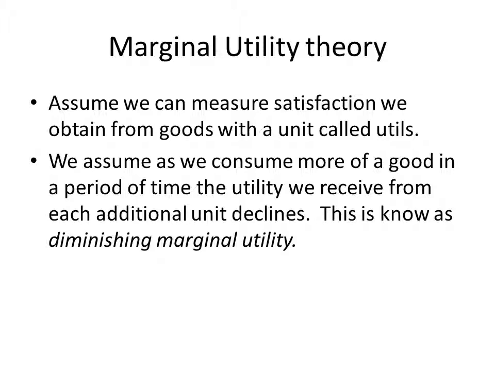We base our theory of the consumer on something called marginal utility theory. So, for instance, assume we can measure the satisfaction we obtain from goods with a unit called utils. Now, I know that's a little bit silly, but let's make that assumption. So we look at a product and we say, oh, that'll give us 10 utils of utility. We assume as we consume more of a good in a period of time, the utility we receive from each additional unit will decline. This is known as diminishing marginal utility, and this is pretty easy to understand.